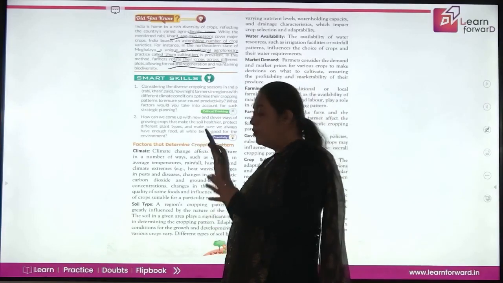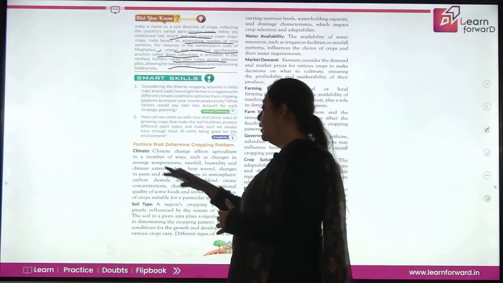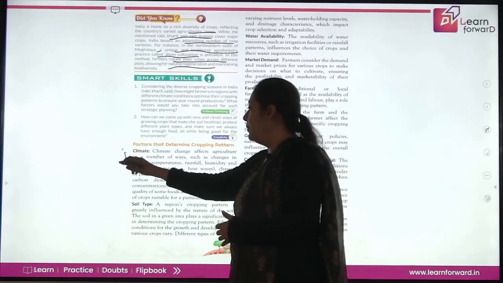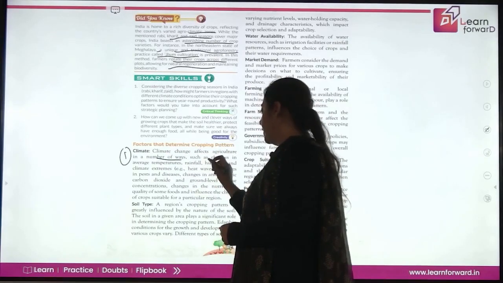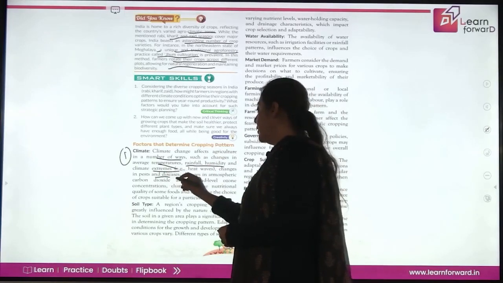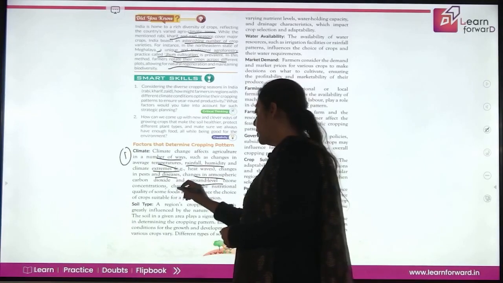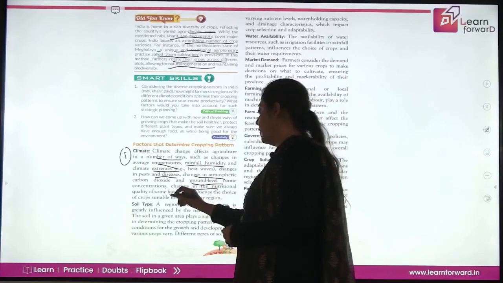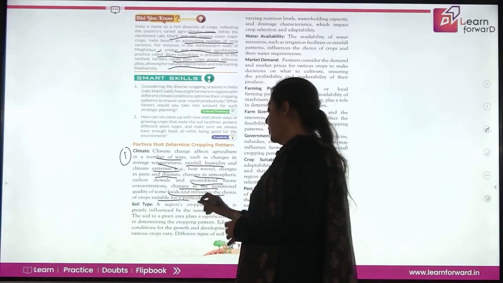Now, if I am growing a crop, then what are the factors that will help me determine my cropping pattern? There are many, one being the climate. Climate कैसे matter करता है? Climate change affects agriculture in a number of ways. For example, changes in average temperature, rainfall, humidity, and climate extremes, changes in pests and diseases, changes in atmospheric carbon dioxide and ground level ozone concentration, changes in the nutritional quality of some foods, they all influence the choice of crops suitable for a particular region.